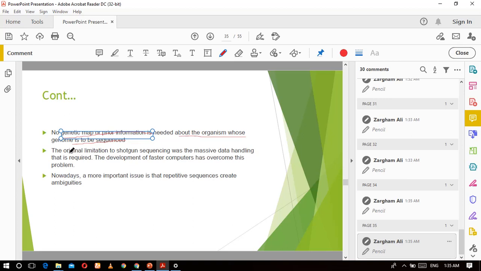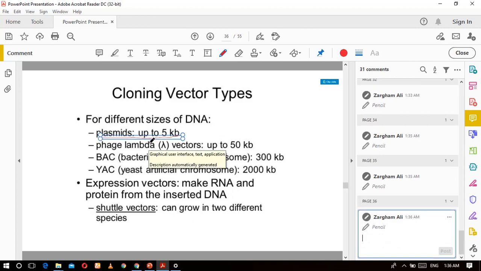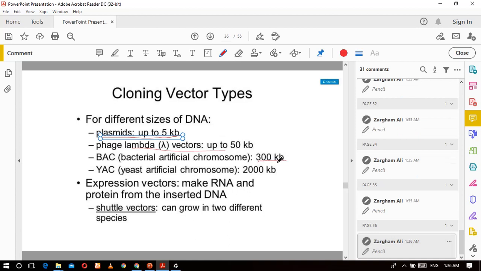The limitation concerned with shotgun sequencing earlier was that it is very difficult to handle this massive data, but with the advancement in technology, fast computers are now used for this problem. Now, for cloning vector types, we have plasmids, which are generally up to 5 kb and can store DNA of size 5 kb. Phage lambda is up to 50 kb, BAC 300 kb, and YAC 2000 kb.